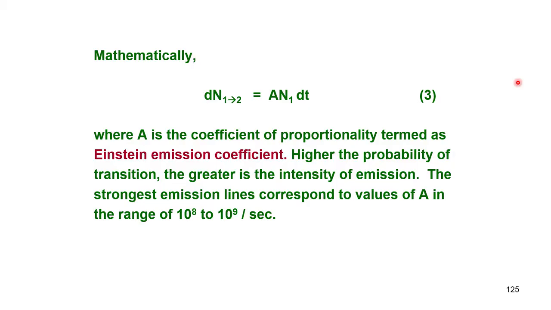Okay. Mathematically what I do is I write an expression something like this: dN for the transition 1:2 equals A N1. A is the coefficient of proportionality termed as the Einstein emission coefficient. Higher the probability of transition, the greater is the intensity of emission. The strongest emission lines correspond to values of A in the range of 10 raised to 8 to 10 raised to 9 per second.